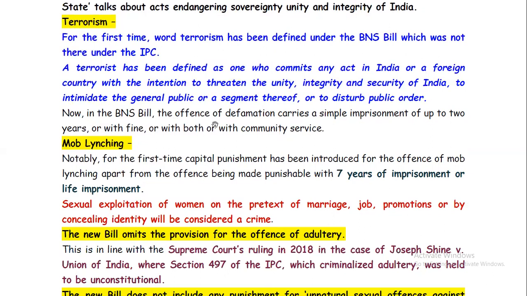Now, in the BNS bill, the offense of defamation carries a simple imprisonment of up to 2 years, or with fine, or with both, or with community service. We have heard many defamation cases in the current year, right? So this defamation offense is now going to carry a simple imprisonment of up to 2 years, or with fine, or with both, or with community service.